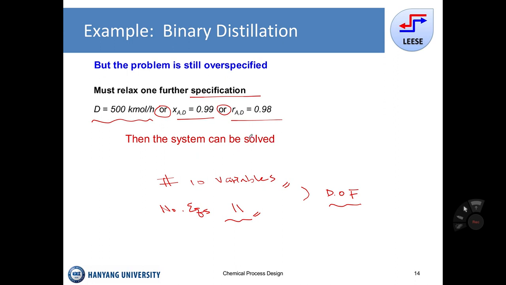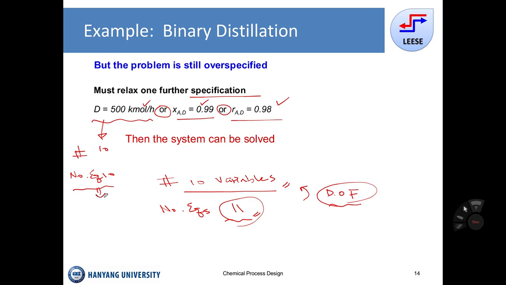Sorry, we're not adding it. We are taking one out because the number of equations is 1 more than the number of variables, okay? So we have more than enough for solving this problem. So one of these 3 might be taken out, okay? That is up to your decision. So I may take out D from the problem specification. The number of variables is 10 and the number of equations is 10. So we can solve the problem, okay?